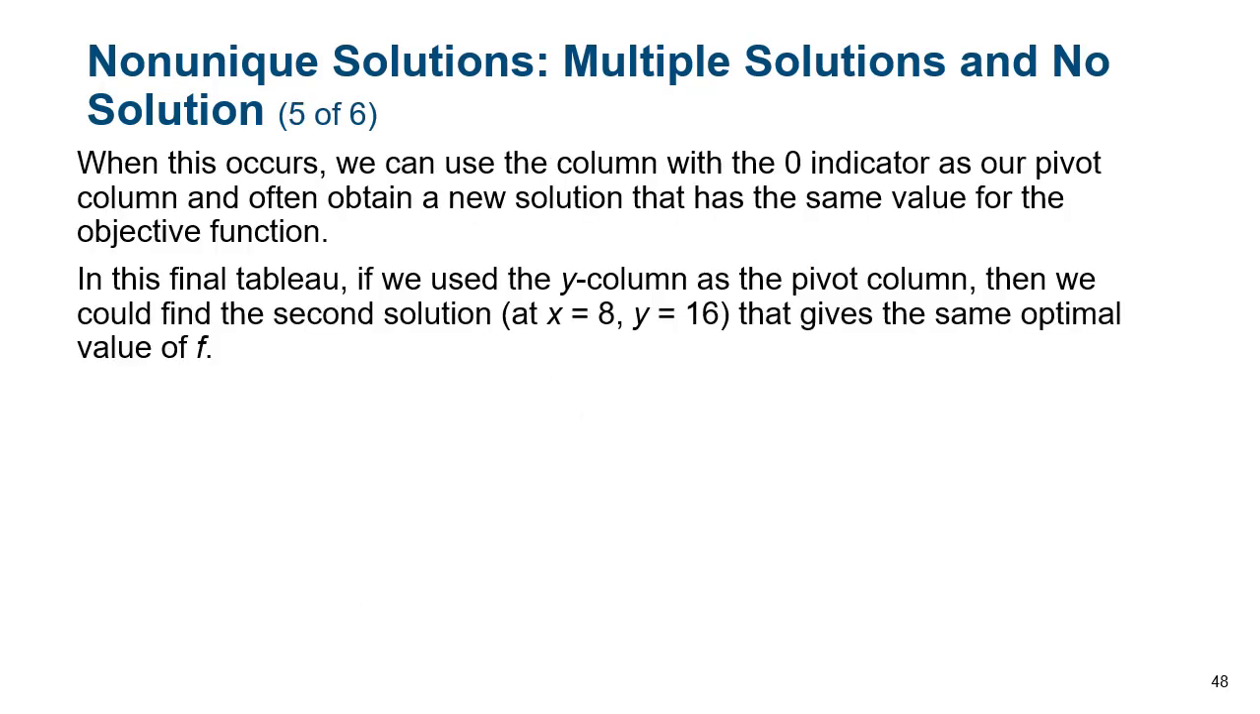When this occurs, when we get our variable, not a slack variable, with a 0 indicator, then we can often use that column with the 0 indicator as our pivot column, and it'll often give us a new solution that has the same value for the objective function, i.e. it will maximize the objective function the same way. And in fact, if we do it, we would come up with x equals 8 and y equals 16, and we would get the same optimal value of 32.